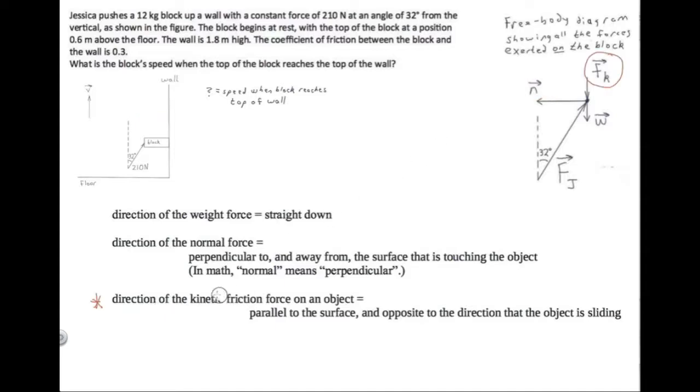Now, the direction of the kinetic friction force should be parallel to the surface and opposite to the direction that the object is sliding. So the direction of the kinetic friction force exerted by the surface of the wall on the block should be parallel to the surface of the wall. Well, the wall is a vertical surface. So parallel to that surface would also be vertical. So the friction force for this problem must be vertical. The block is sliding up the wall, so to oppose that sliding, the kinetic friction force has to point down.